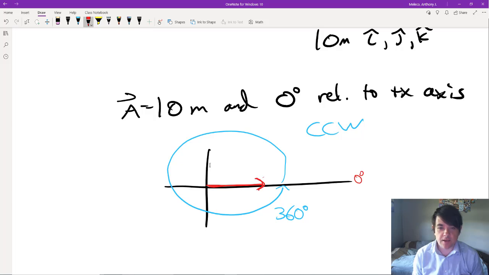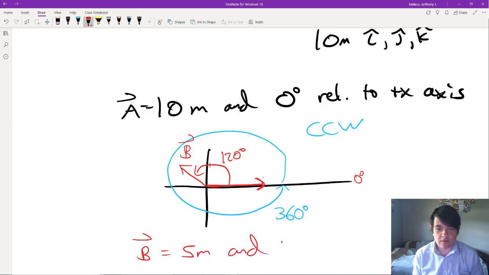If you wanted to say, maybe it's pointing over here, this particular vector would open up like this, and this would be like, I don't know, 120 degrees. And you would say vector B is 5 meters and 120 degrees relative to positive x-axis.